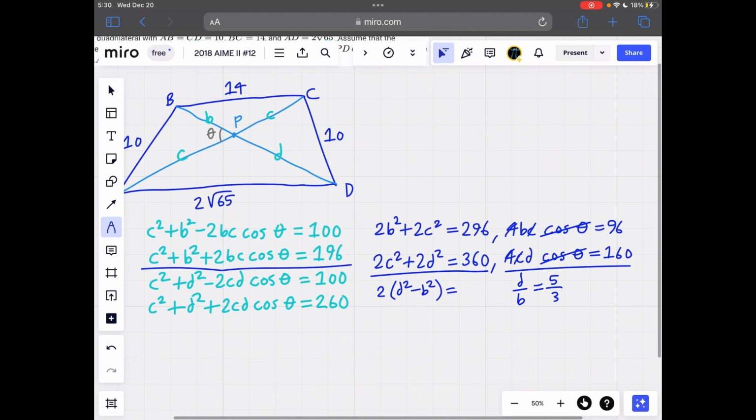And from this side, we can just subtract these to get 2d squared minus 2b squared is equal to 360 minus 296, which is 64. So d squared minus b squared equals 32. And d over b is 5 over 3.